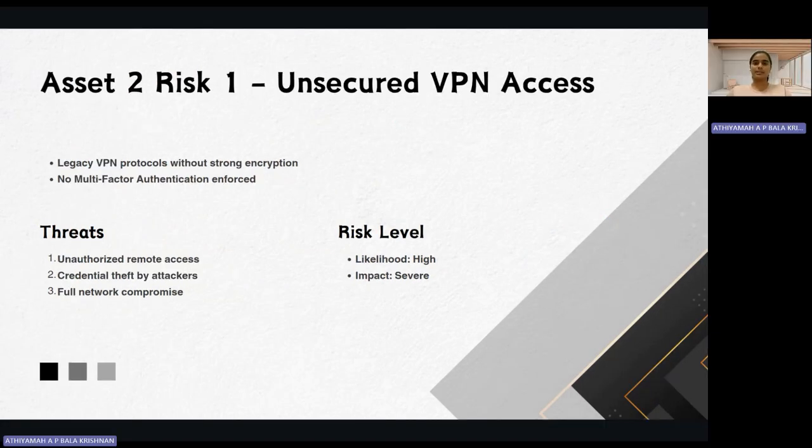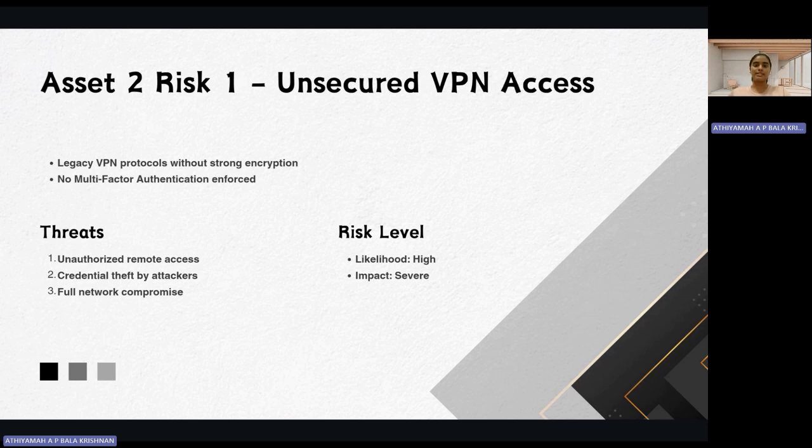Greetings everyone. My name is Adhyama Balakrishnan, student ID 12111097939. Today I'll be presenting the risks related to Asset 2, which is the internal office network of Malaysian Tech Solutions. This asset includes all the internal servers, employee workstations, networking equipment, VPN connections, and the systems that handle authentication and access. These resources are essential for the company's daily work and operations. If any part of this environment is compromised, it can cause major disruptions, financial losses, and even legal issues.